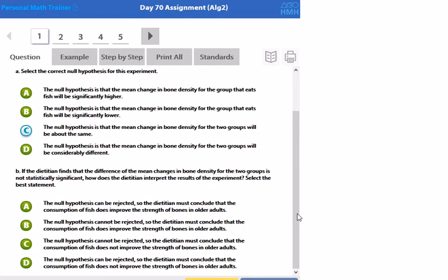If the dietitian finds that the difference of the mean changes in bone density for the two groups is not statistically significant, how does the dietitian interpret the results of the experiment? So if there wasn't a statistical significance, then you cannot reject the null. In order to be able to reject the null hypothesis, there has to be statistically significant data. So the ones that are saying that the null cannot be rejected are B and C. So the dietitian must conclude that the consumption of fish does improve? No, does not improve. Since the null cannot be rejected, we cannot assume that what the people were taking would make a difference.